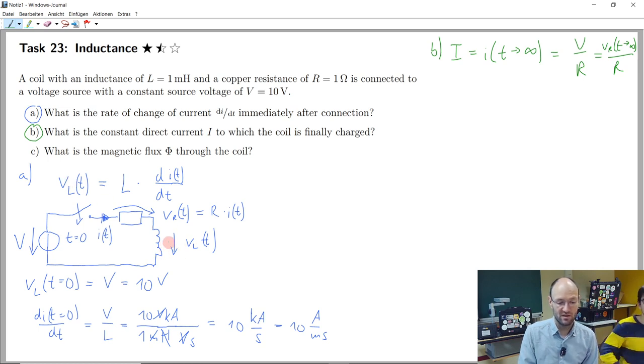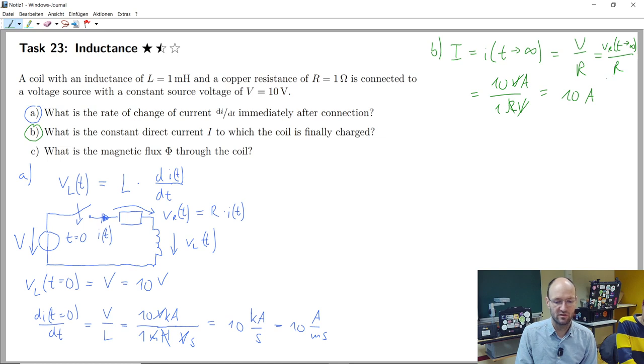So now after a very long time, this voltage will be zero. Still, we have no voltage drop across the switch. Still, the source voltage needs to go somewhere, so it will go to the resistor. And so the only voltage drop that we will have is across the resistive part of the coil. So we can just insert this and say it's 10 volt divided by 1 ohm. Ohm is volt divided by ampere. The volts will cancel each other, and we get 10 ampere of constant current that we would have in this inductor if it's connected to a 10 volt voltage source after a long time.